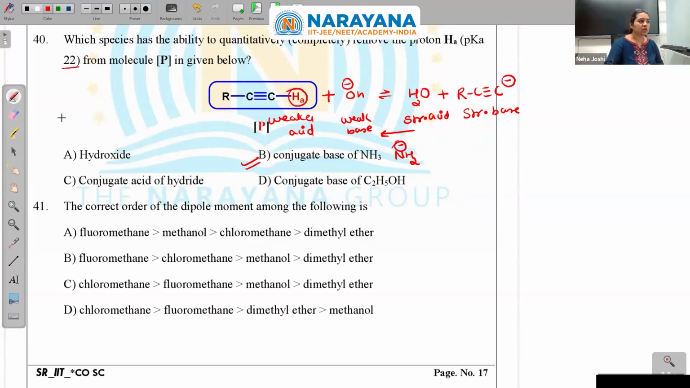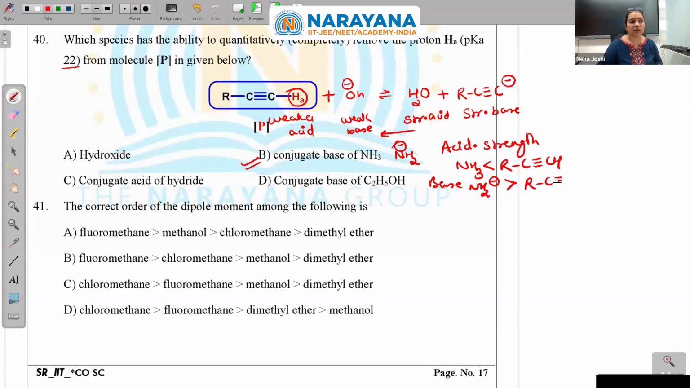Okay, because if we talk of acid strength, then ammonia is a weaker acid than a terminal alkyne. Thus, as a base, NH2 minus will be a stronger base than RC triple bond C minus. Right? So the answer is B.